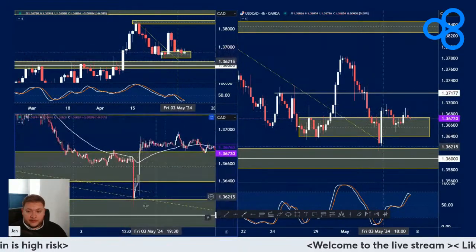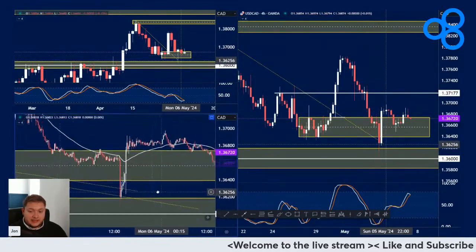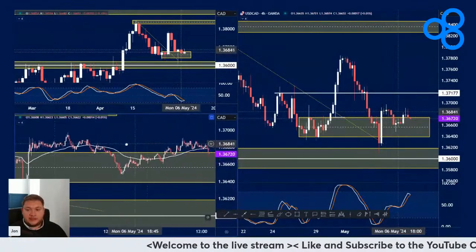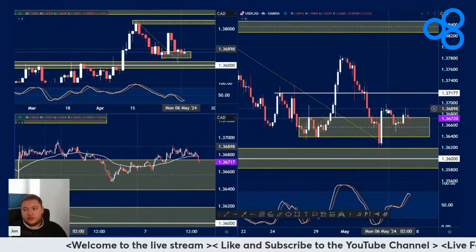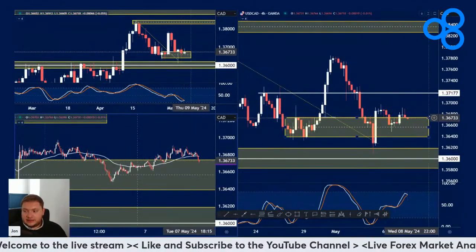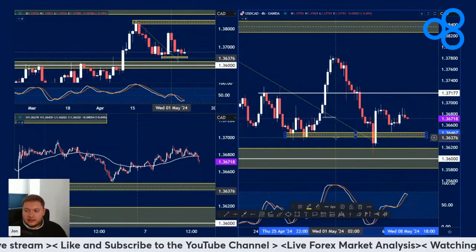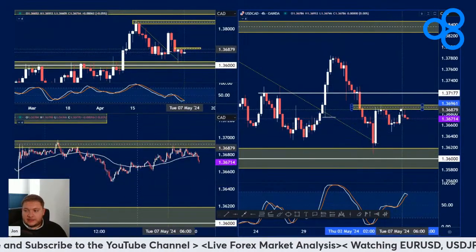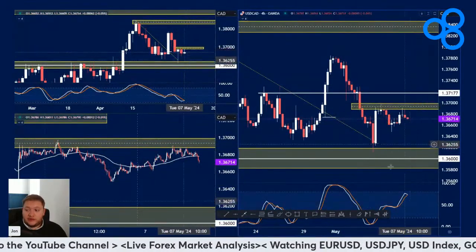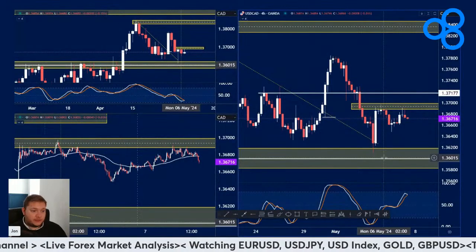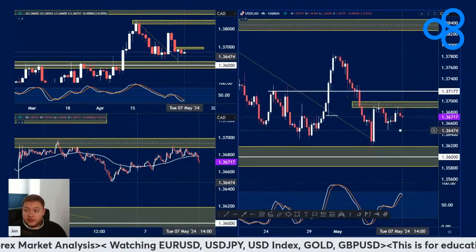We then obviously had NFP data, and we saw a little bit of a boost back to the upside, but we just pretty much remained sideways then. And I was just thinking, does that mean that maybe $CAD is going to come back down and actually retest the 136 handle, which is something we've spoken about previously?